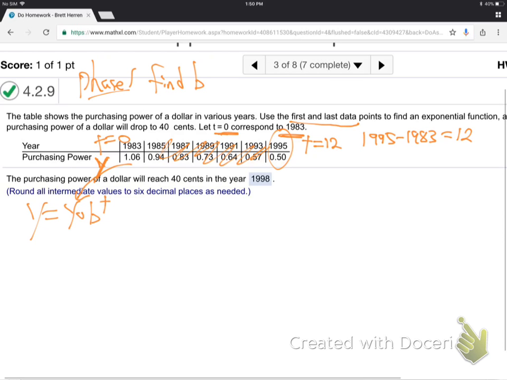So it's y = 1.06 b to the t. Good so far? See how this is always y0 right here? It's the y value that is next to time 0. Now plug in the last data point: time 12, y 0.50. Plug that in, and you can find b with your fancy graphing calculator.